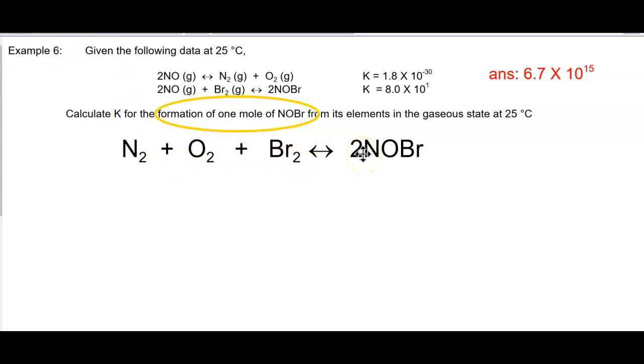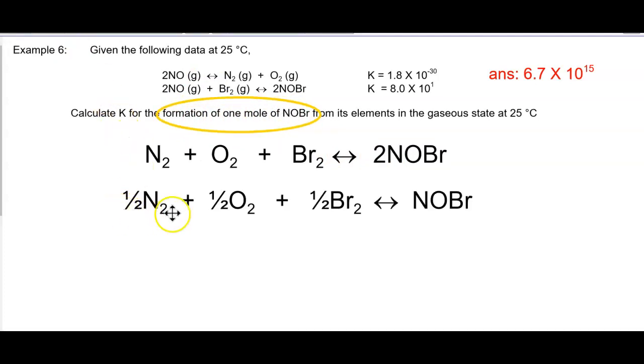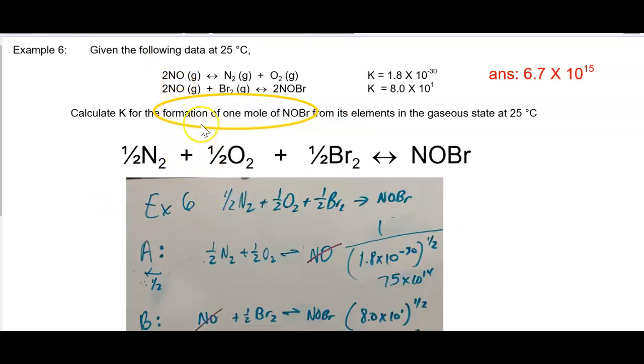So I had to put a 2 here to get it balanced. But I have to set this to 1 mole of NOBr. So now I need to adjust for that. That means I multiply through by a half. So this is set to what it's asking for, the formation of 1 mole of NOBr from its element states. Now I need to get the value of K for this. I'm going to make these be my A and my B.